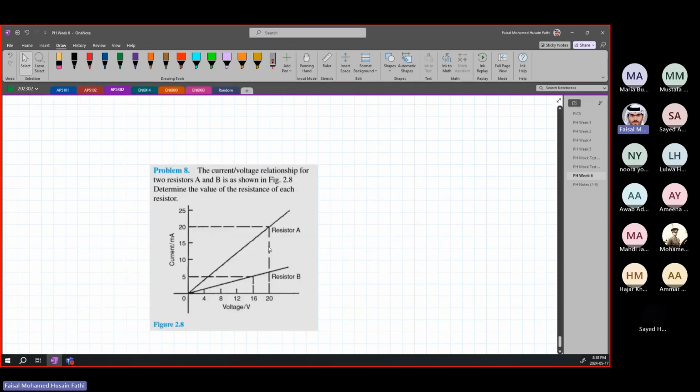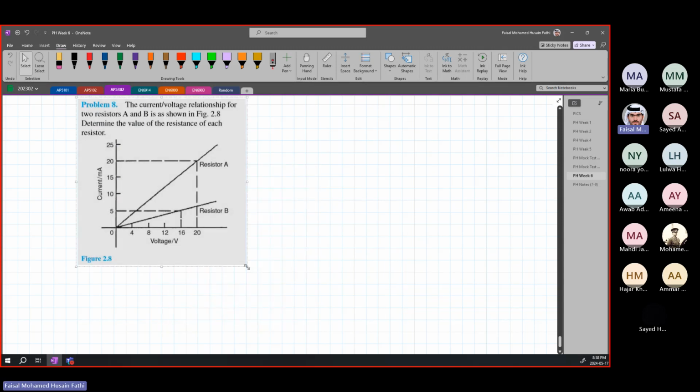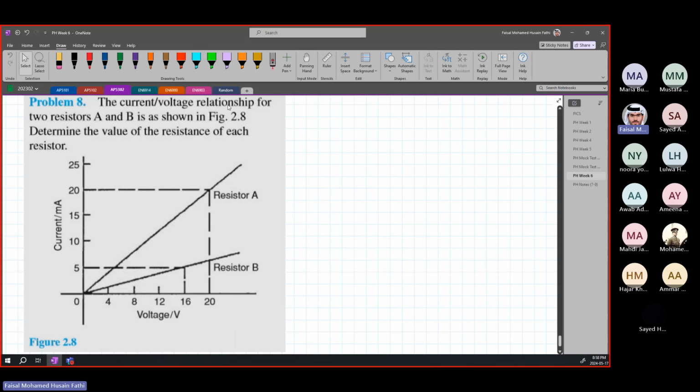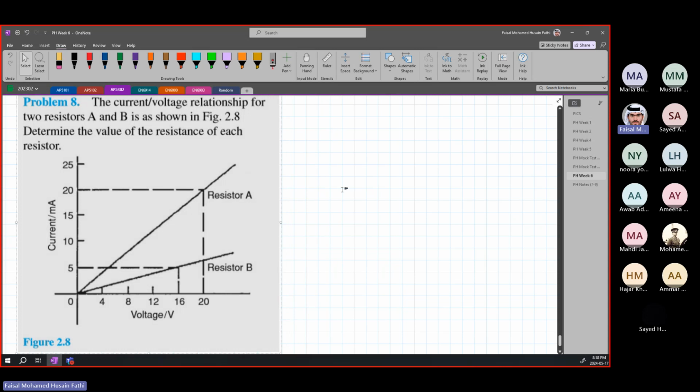There's this question that says the current voltage relationship for two resistors A and B is as shown. Determine the value of the resistance for each. But keep in mind, a very important thing to notice is that here your unit is in milliamperes, and this unit is volts. The unit here is fine, it's in volts. But the milliampere, we're going to have to convert later on.